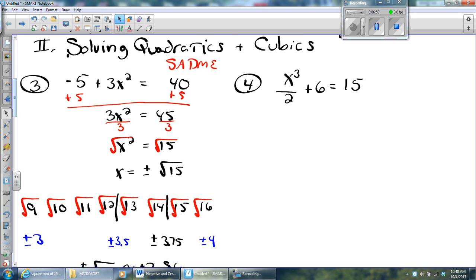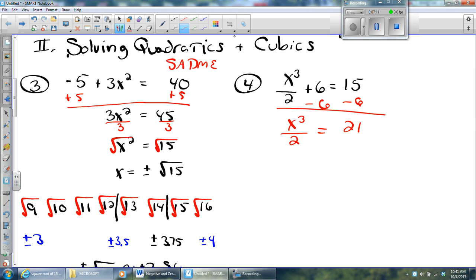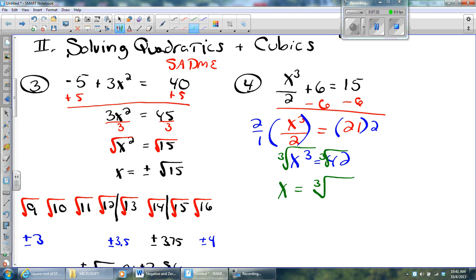Okay, so let's try the cubic. Now, we're not going to have to estimate the cubic. So I'll subtract 6 from both sides. And I'm going to get x cubed over 2 equals 21. And of course, I'll multiply both sides by 2, 2 over 1 on the left and 2 on the right. And I'm going to get x cubed equals 42. I'm going to take the cube root of both sides. Okay, so x is going to equal the cube root of 42.